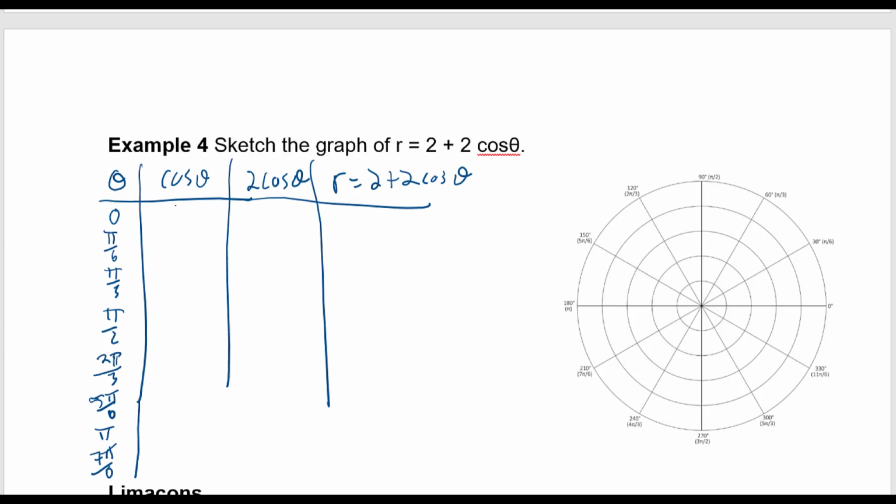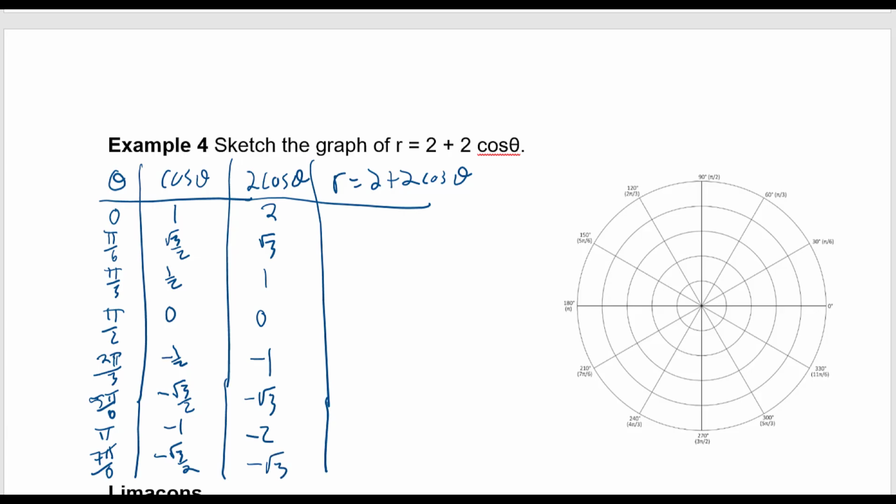So I'm doing these. Cosine of 0 is 1, pi over 6 is square root of 3 over 2, pi over 3 is 1/2, pi over 2 is 0, and we're negative 1/2 for 2 pi over 3, negative square root of 3 over 2 for 5 pi over 6, negative 1 for pi, and then 7 pi over 6, cosine of that would be negative square root of 3 over 2. So 2 times each of these will give us 2, square root of 3, 1, 0, negative 1, negative square root of 3, negative 2, negative square root of 3.